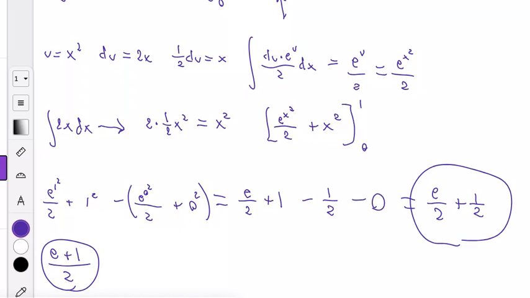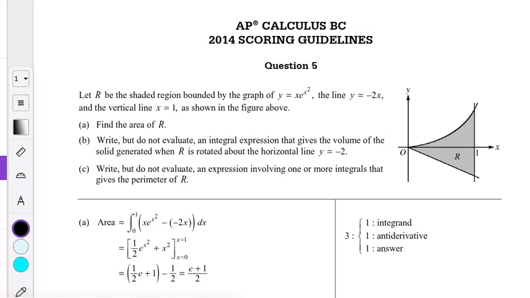Let's go look at the answer key. On the answer key right here, it gives you 1 point for writing the correct integrand. Next, you have to take the integral of it correctly. So if you messed up on the 1/2 e to the x squared part, you would lose a point. Finally, for getting the correct answer, you can write it as e plus 1 over 2 or e over 2 plus 1/2. Let's move on to part B.